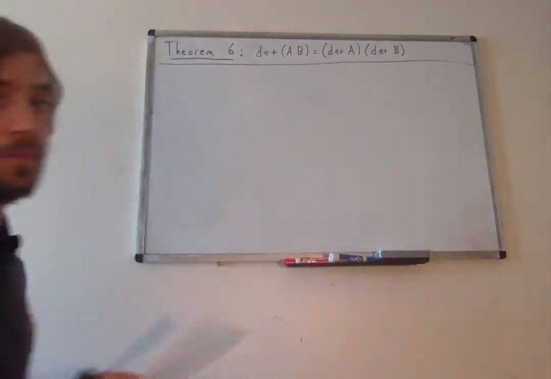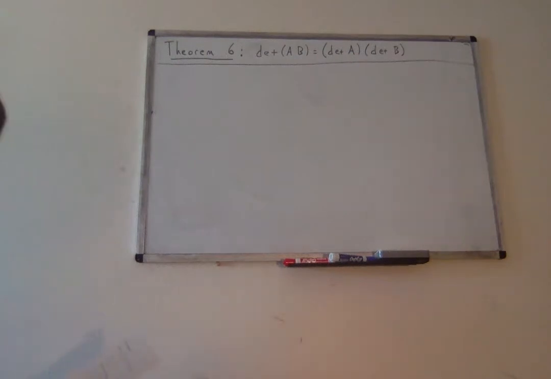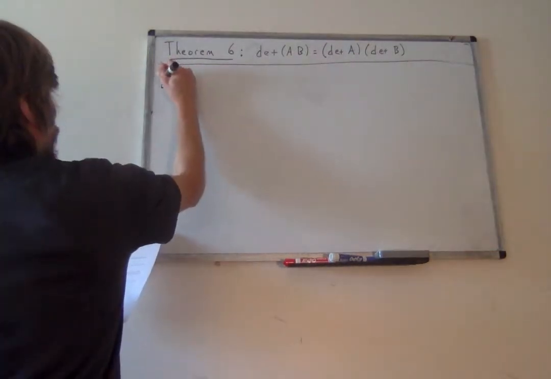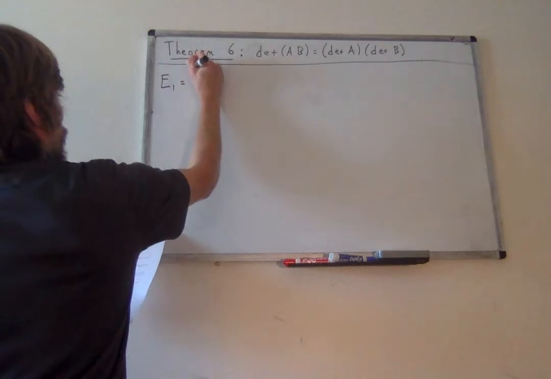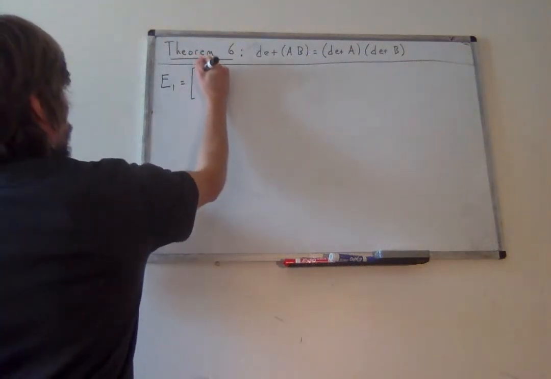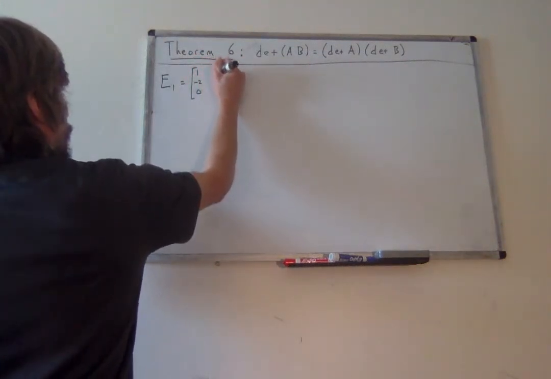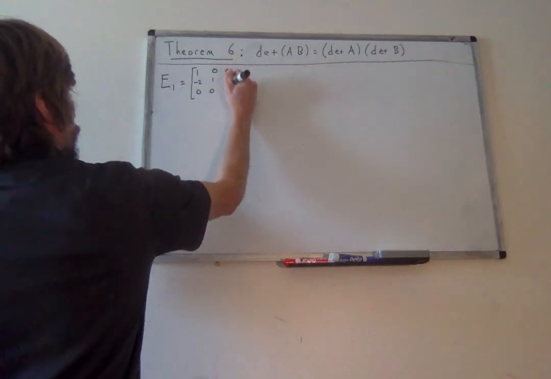All right. So I'm going to look at 3 elementary matrices. 1, -2, 0, 0, 1, 0, 0, 0, 1.